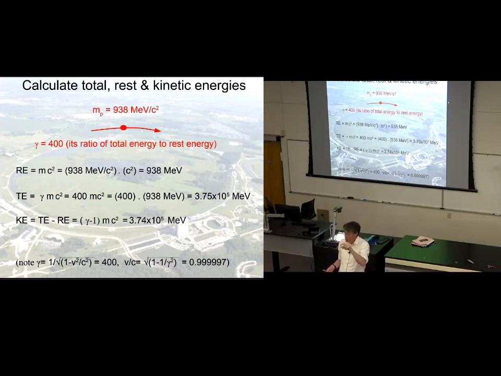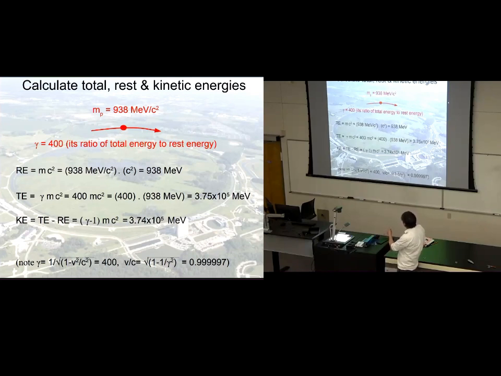And they told us the total energy divided by the rest energy was 400, because they told us the total energy is 400 times bigger than the rest energy. So they've told us gamma. That's a key thing to recognize in the question. Once you recognize that, the question becomes pretty simple to calculate these three energies here.